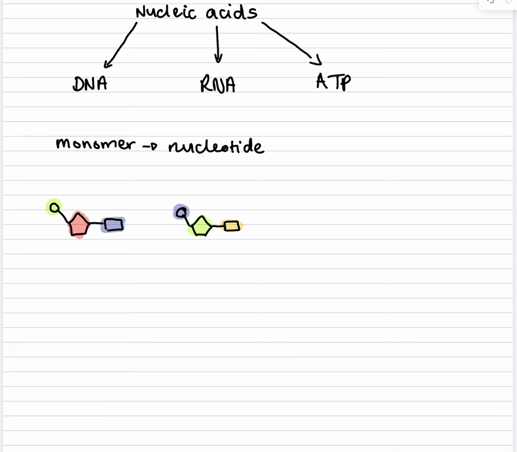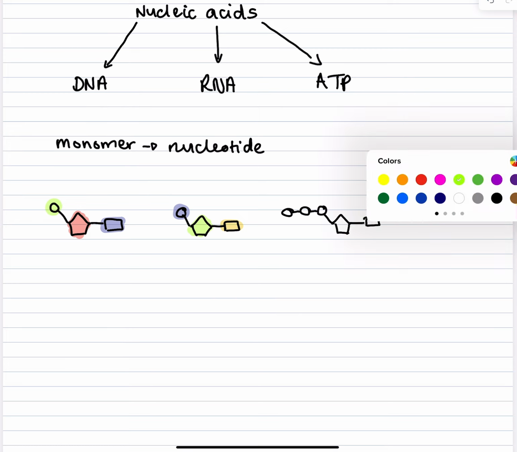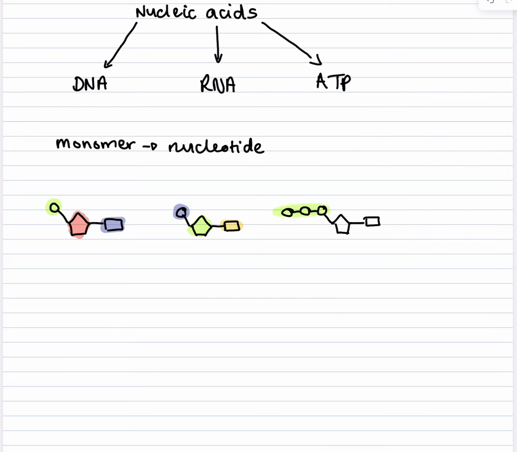ATP is known as a phosphorylated nucleotide because it has the basic nucleotide structure but additional phosphate groups attached, therefore making it phosphorylated. We have 3 phosphate groups, ribose sugar similar to RNA, and just 1 nitrogenous base.